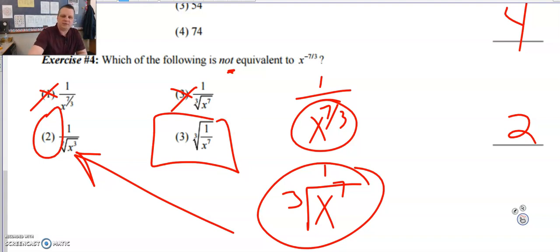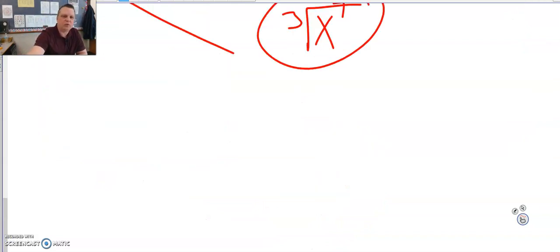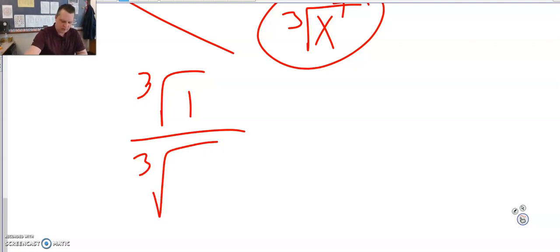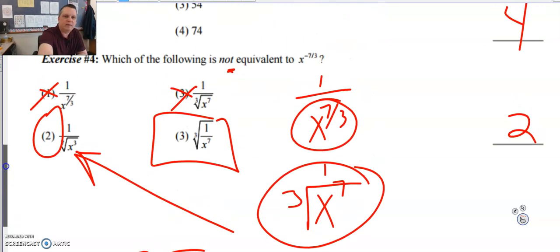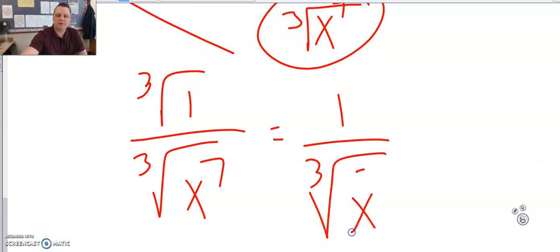Well, what happens there is you have to give the numerator and denominator a cube root. So we have the cube root of 1 all over the cube root of x to the 7th, right? Yes. Okay? Cube root of 1 is 1, so we have 1 over the cube root of x to the 7th. There you go. Now, of course, it's multiple choice. You can always do it, plug it in, with such that.